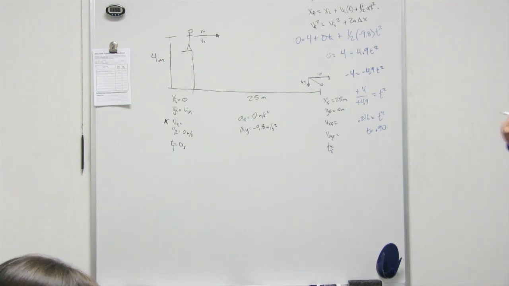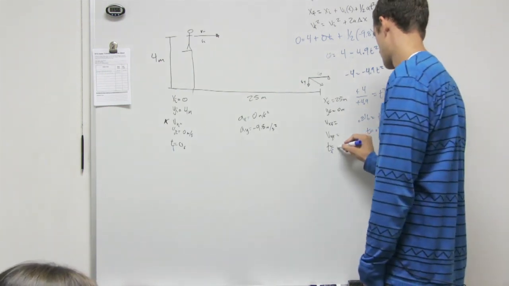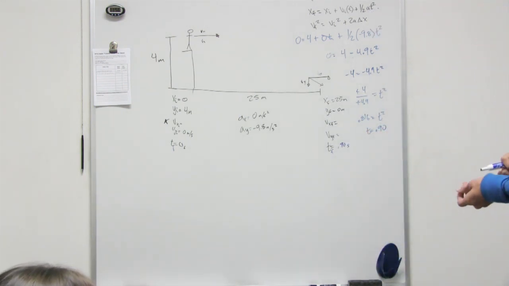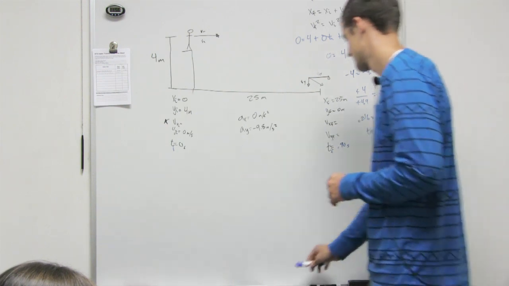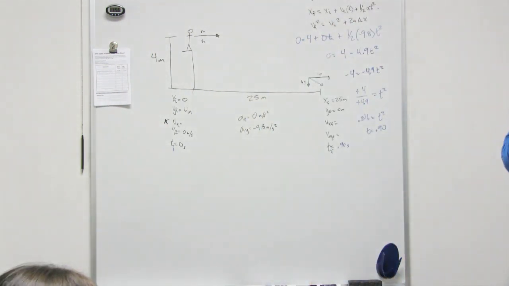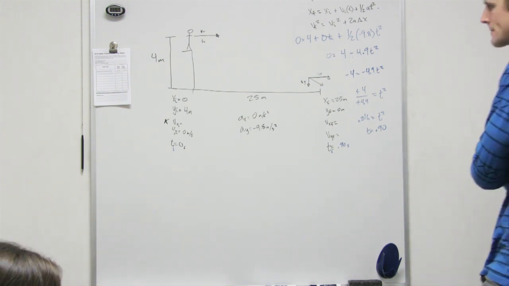So where does that go? That goes in T final. Perfect. 0.90 seconds. Okay. So now we have everything we need for the x equation to find the x initial velocity, right? Yes, so we can just plug it in now.